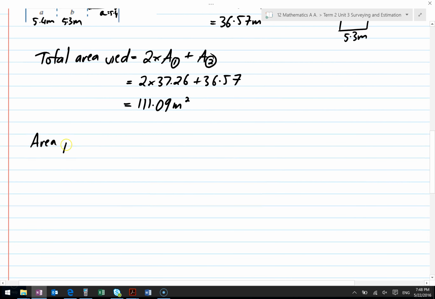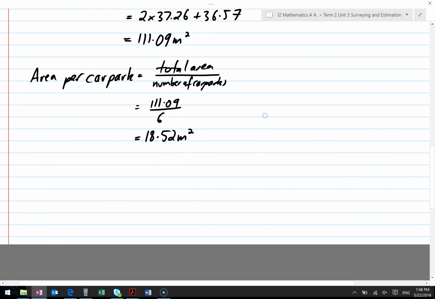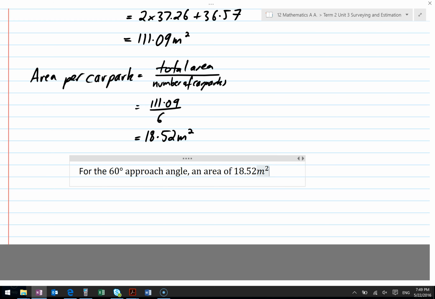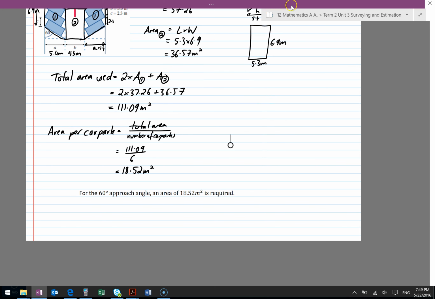My area per car park, again, is total area divided by number of car parks. 111.09 divided by my 6 car parks, I have 18.52 meters squared per car park. I'll write that in there somewhere. For the 60 degree approach angle, an area of 18.52 meters squared is required. I could compare that to the 90 degree one, which required 20 meters squared, and we could say we have a saving of about 1.5 meters squared per car park.